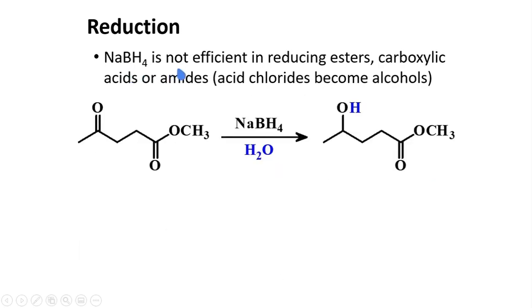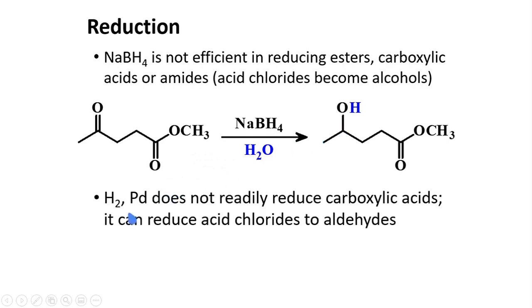Sodium borohydride is not efficient in reducing esters, carboxylic acids, or amides. Acid chlorides become alcohols, however. If you react this compound with sodium borohydride, the ester is untouched. Only the ketone part becomes reduced. Metal-catalyzed hydrogenation does not readily reduce carboxylic acids, but it can reduce acid chlorides to aldehydes.